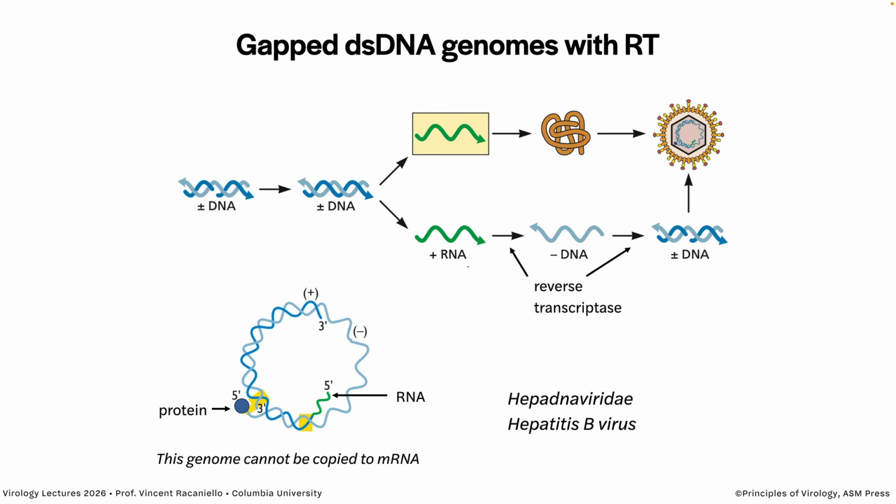And this is what the genome looks like. It is gapped. It has a partially double-stranded character. It also has a protein attached and a piece of RNA. So this genome cannot be made into mRNA. It has to be repaired. It has to be double-stranded, and we have to take off the protein and the RNA. Why they're there, we'll find out later when we talk about how this virus reproduces.